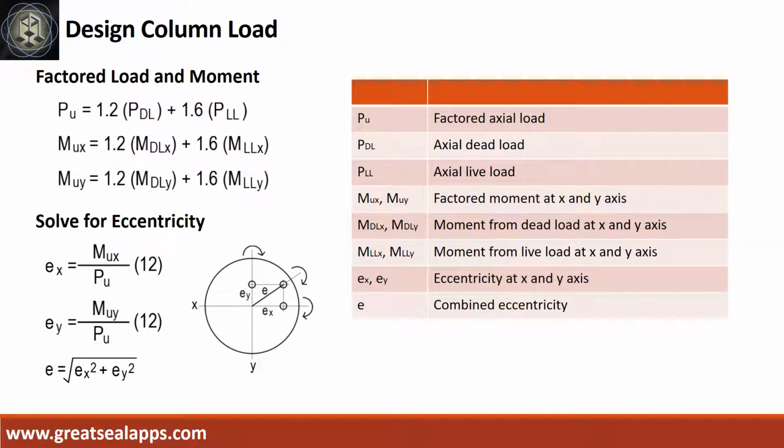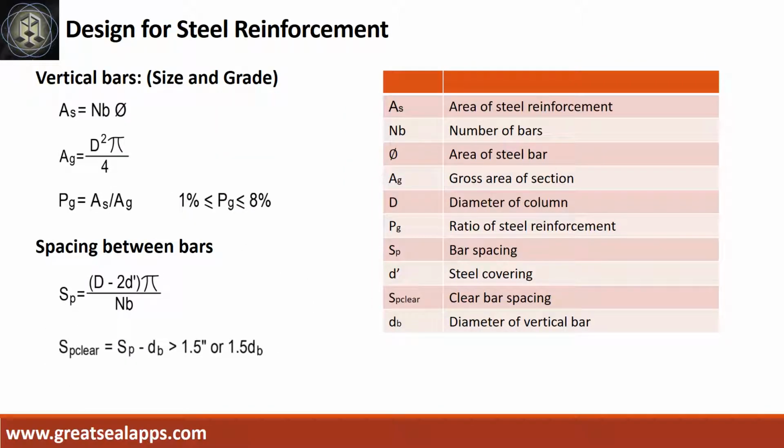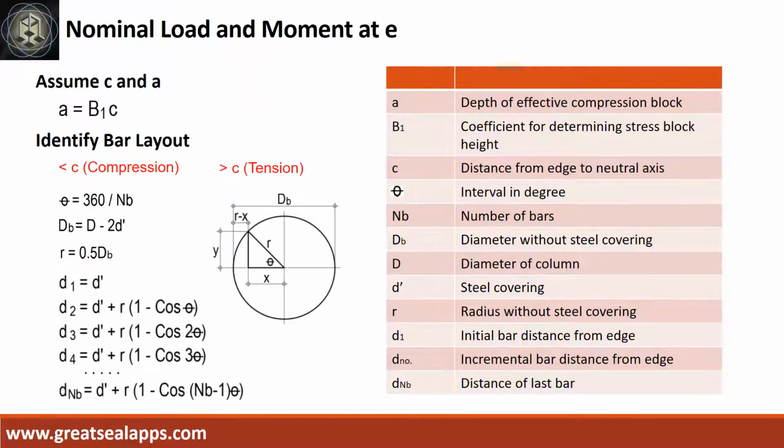Solve the factored axial load and factored moment of single or both axes and its corresponding eccentricities for axial or biaxial bending loads. From the number of bars, get the area of steel. Then solve the gross area of section to get the ratio of steel reinforcement, which should fall between 1% to 8%. Then get the spacing between bars and check clear spacing between bars.